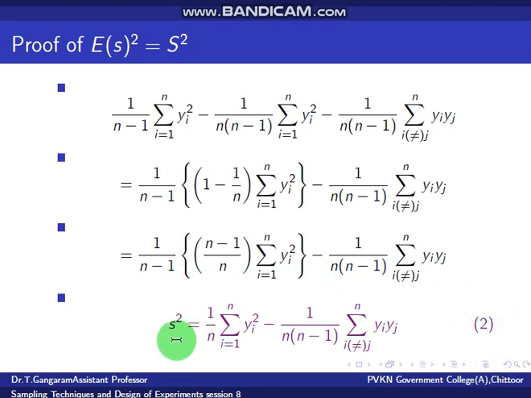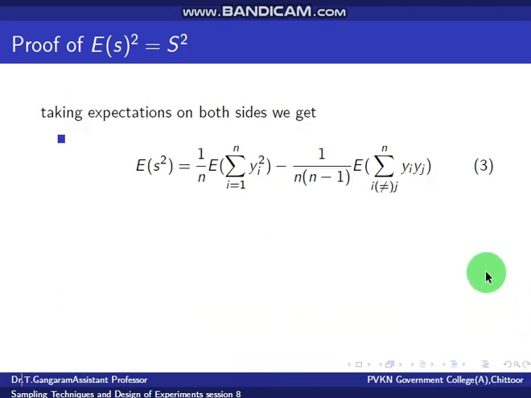This is s square, we can express like this, equation 2. Here all the terms are small letters: small s square, small n, small y. Taking expectations on both sides of equation 2, we get expectation of s square is equal to 1 by n outside, expectation of summation i is equal to 1 to n yi square minus 1 by n into n minus 1, expectation of summation i not equal to j to n yi yj. Consider this as equation 3.